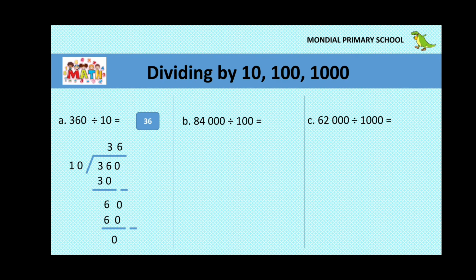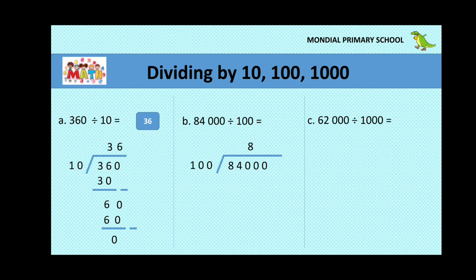Now, 1b. 84,000 divided by 100. Let's group the first 3 digits together. Now, how many hundreds will make 840? It's 8. Good job. So we will put an 8 in our answer line.